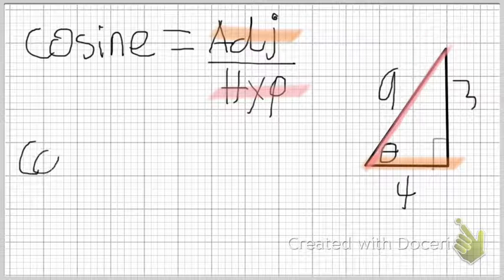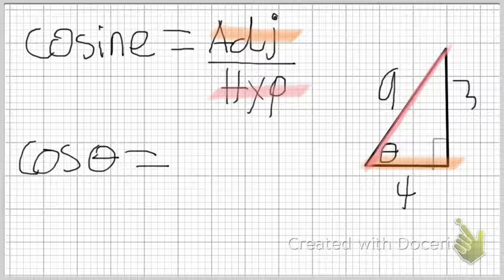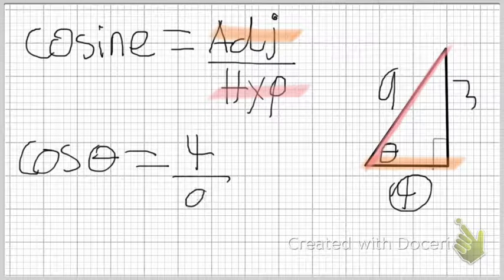So cosine of theta is adjacent over hypotenuse. So 4 is adjacent. It's the adjacent side because it's the side next to theta. So it'll be 4 over 9. 9 is the hypotenuse. Let me highlight this. That's 9. That's the hypotenuse. And 4 is this color, orange, because that's the adjacent side.